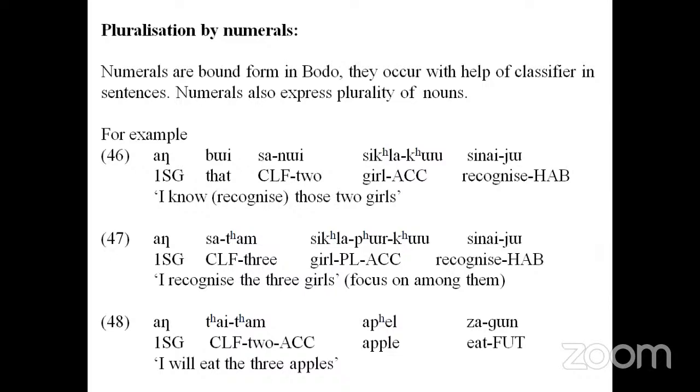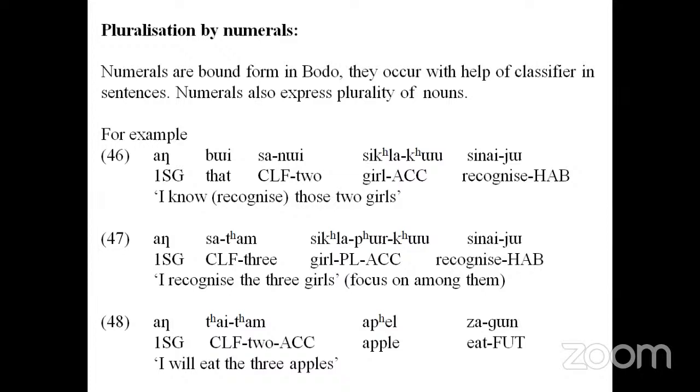Pluralization by numerals. Numerals are bound forms in Bodo; they occur with the help of a classifier in a sentence, and numerals also express plurality of nouns. For example, in the sentence, Ang bai sanai siklakau sinaye, here, I know those two girls.